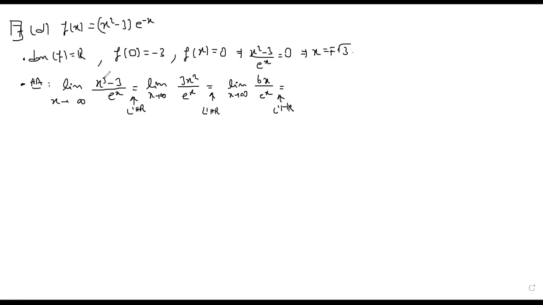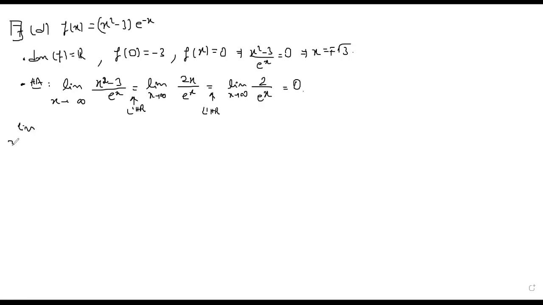I'm sorry, it's x squared. I made a mistake there. So here we have, what do we have here? It's 2x over e to the x. Now we apply the rule again, 2 over e to the x. So x is approaching infinity, e to the x is approaching infinity. So we have 2 over infinity, which gives 0, right?